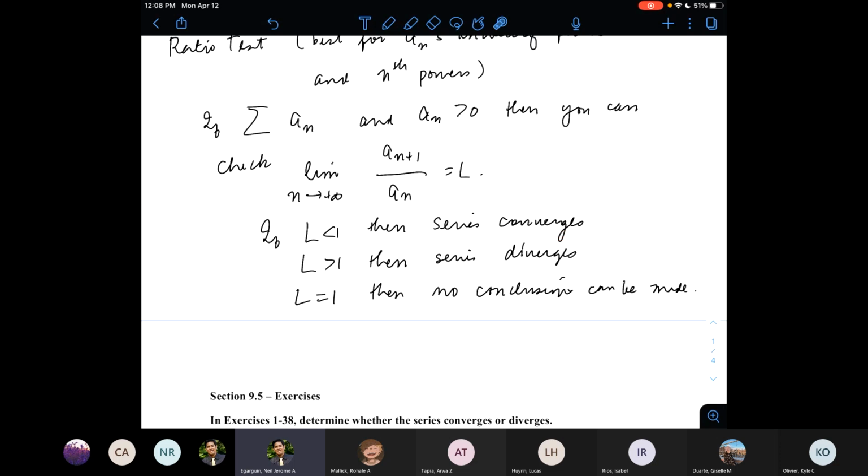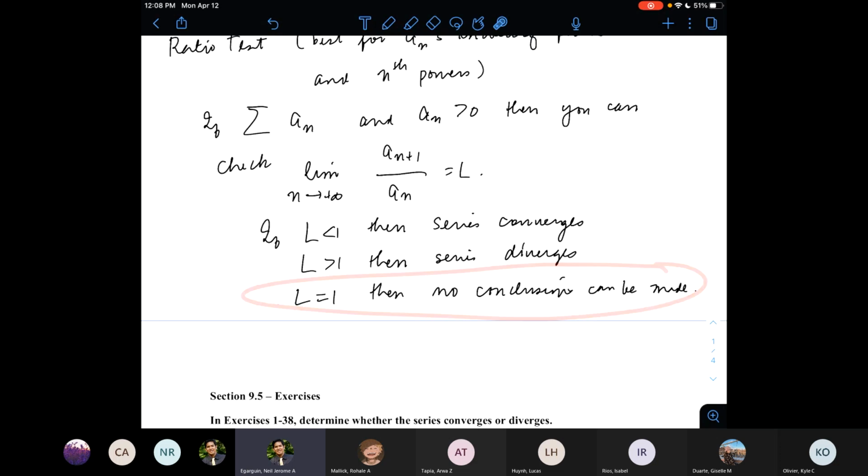On the other hand, if the limit is greater than 1, that means in the long run, A sub n plus 1 is greater than A sub n. So as you go further and further inside the summation, the terms get larger and larger. There's no way you can get a finite sum, because you will just keep on adding something to the existing summation. That's why you can say that the series diverges.